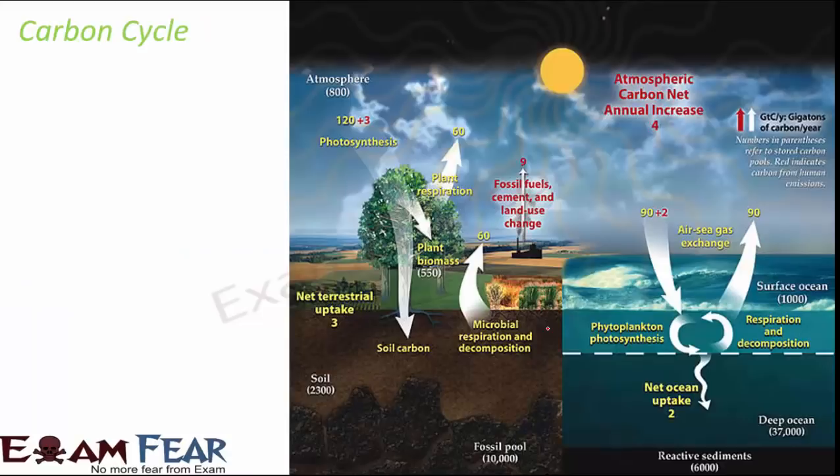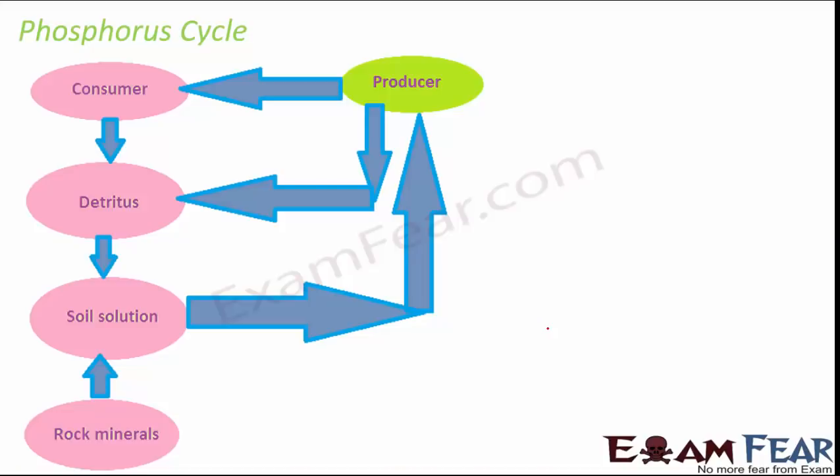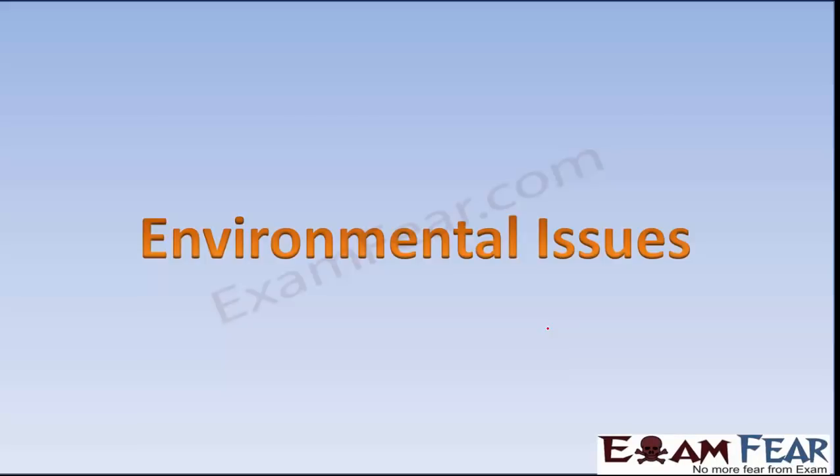Now let's talk about the carbon cycle. This is important. Please understand that you may be asked a question to describe the carbon cycle, so please go through it thoroughly. Similarly, for the phosphorus cycle, understand how phosphorus or carbon gets circulated amongst the various components on the earth.